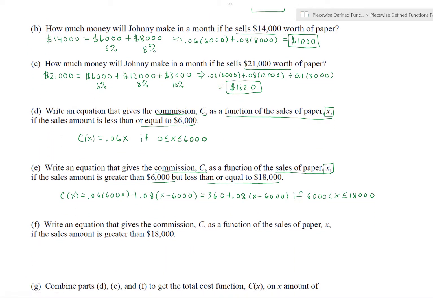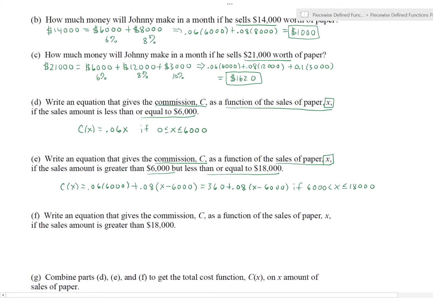So we're constructing our entire graph piece by piece here in parts D, E, and F. Finally, in part F, we want to do the same thing again as the first two, but now on any sale amount greater than 18,000. So if he sold more than $18,000 worth of paper, then he's automatically going to get 6% of the first 6,000. He's also going to automatically get 8% on the next 12,000. Too many zeros. And then he'll start getting 10% on any amount of money after the first 18,000.